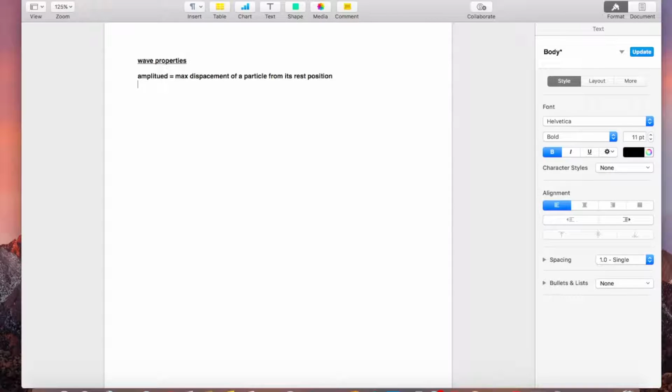Crest of a wave is the highest point on a wave above its rest position. The trough of a wave is the lowest point on a wave below its rest position.